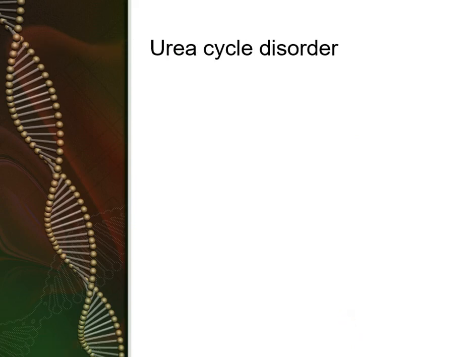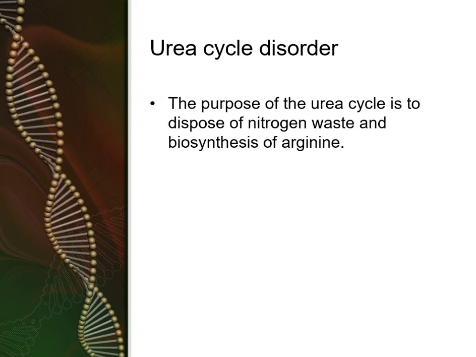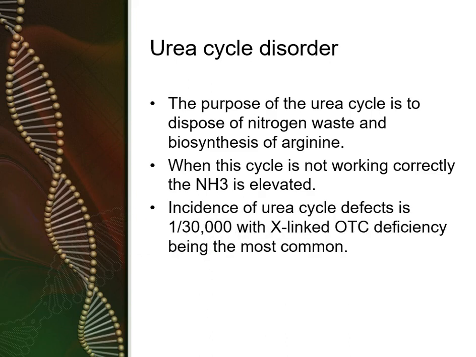Next, we're going to go on to urea cycle disorders. The purpose of the urea cycle is to dispose of nitrogenous waste and make the amino acid arginine. When the cycle is not working correctly, ammonia can be very elevated. The incidence of urea cycle disorders, fortunately, is rare, 1 in 30,000, with the X-linked ornithine transcarbamylase deficiency being the most common.